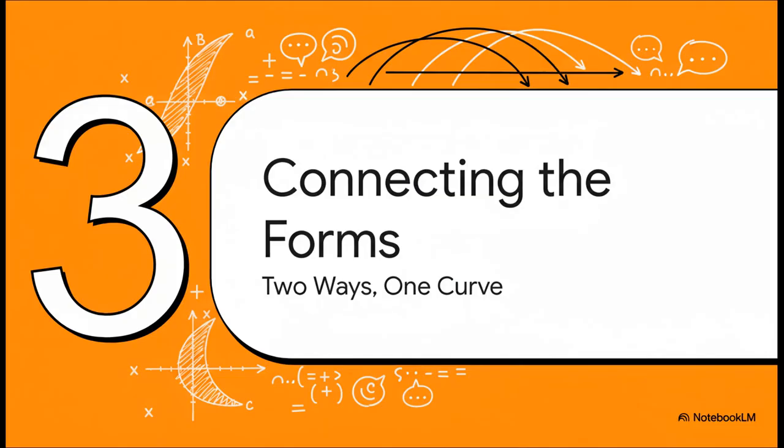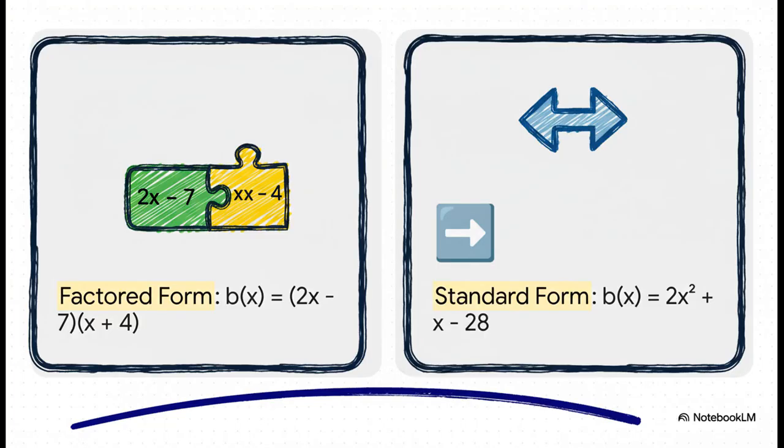Now here's something really interesting. Factored form isn't the only way to write this equation. You should think of it as just one dialect in the language of parabolas. Let's see how it connects to another really common form. See, if you just multiply out all the pieces of a factored form equation, you get what's called standard form. They look totally different, right? But they describe the exact same curve. They're just two ways of telling the same mathematical story.